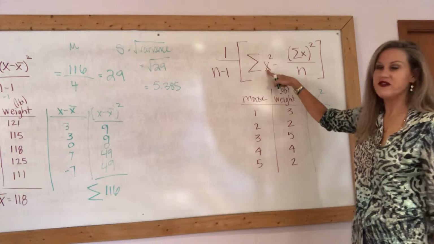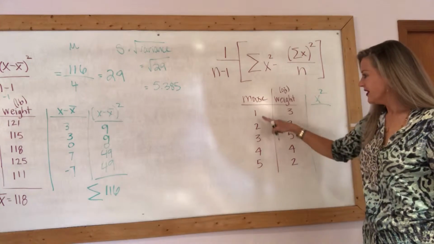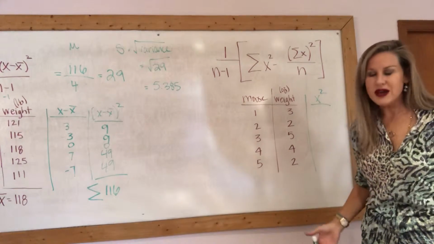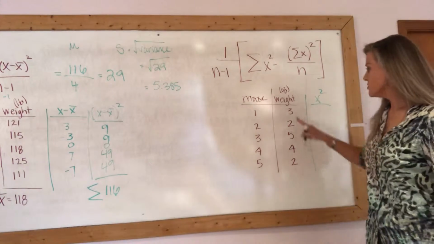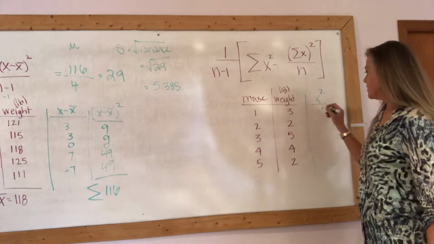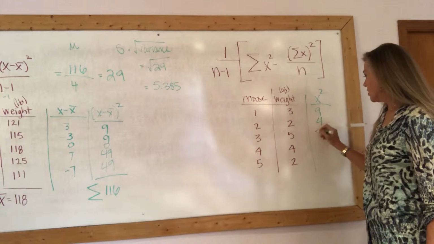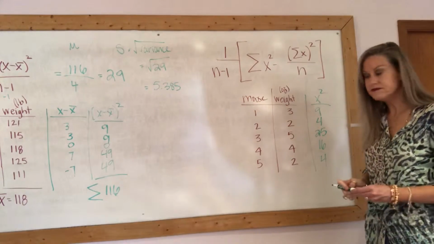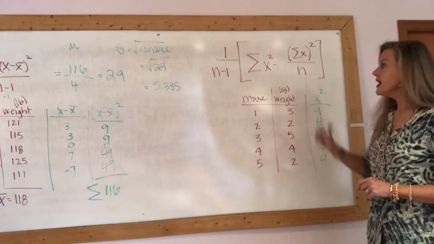I'm going to make a column that is each individual value squared. And I'm working with the values of the variable. This is just an identifier. Hey, which mouse are you? I'm mouse number 3. I don't care what mouse you are. I care how much you weigh. So I'm going to square the weights. Okay, 3 squared is 9, 4, 25, 16, and 4. Boom, boom, boom, square, square, square.